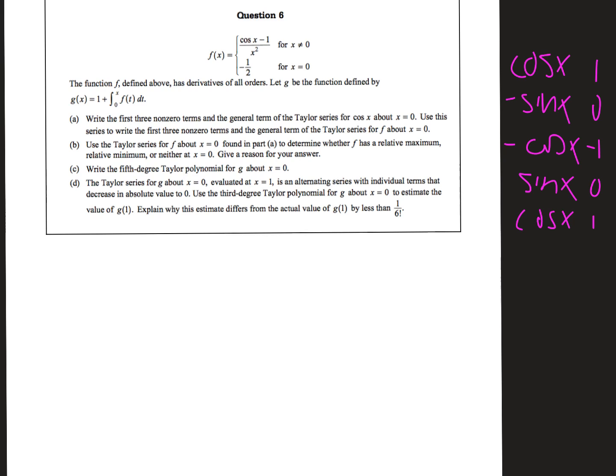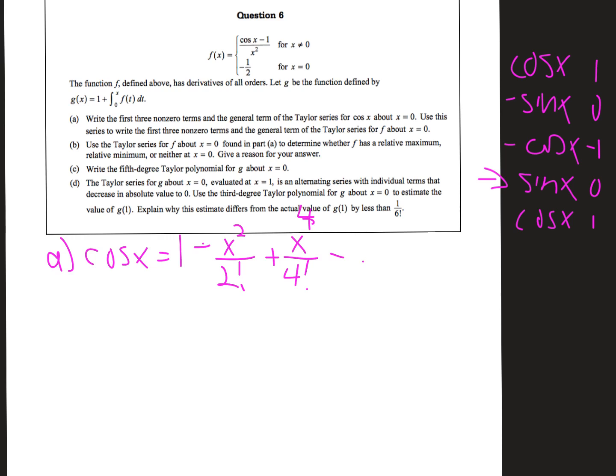So it's going to be cosine x is 1 minus x squared over 2 factorial, because it's 1 f double prime times x squared over 2 factorial. Triple prime goes away. Quadruple prime, fourth derivative, is positive x to the 4th over 4 factorial. Those are the first 3.